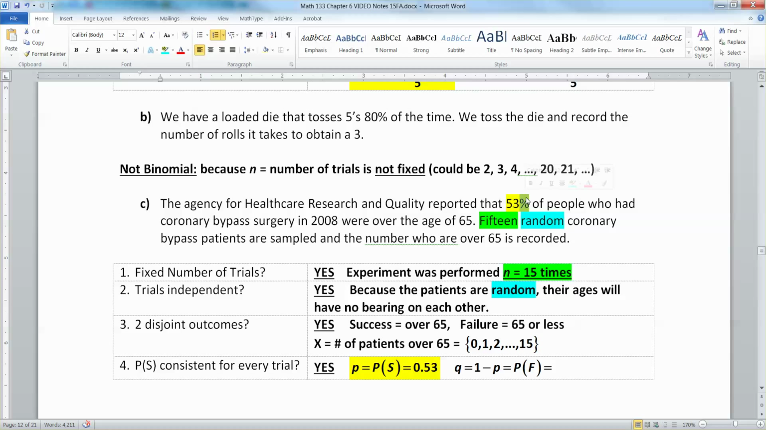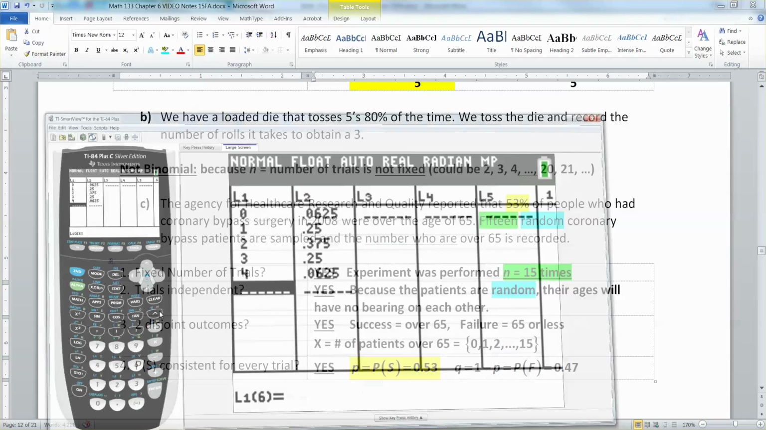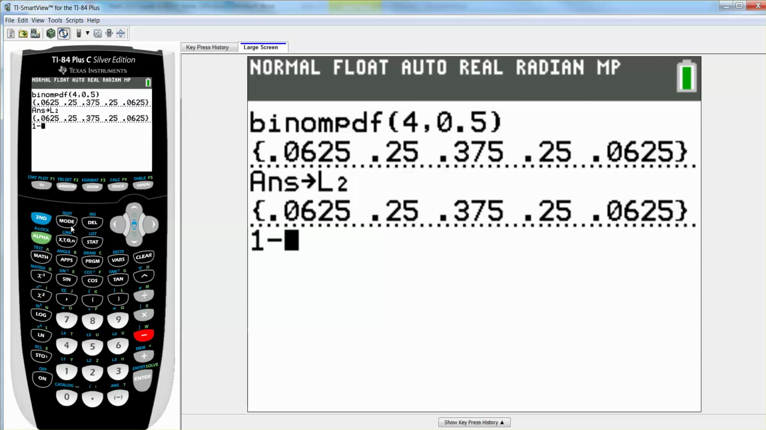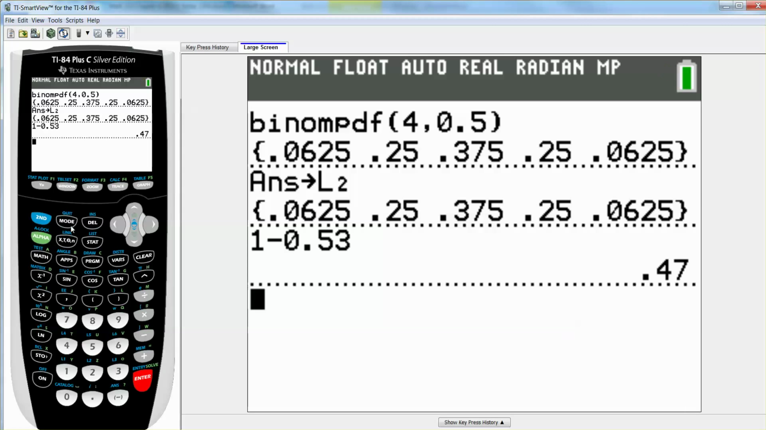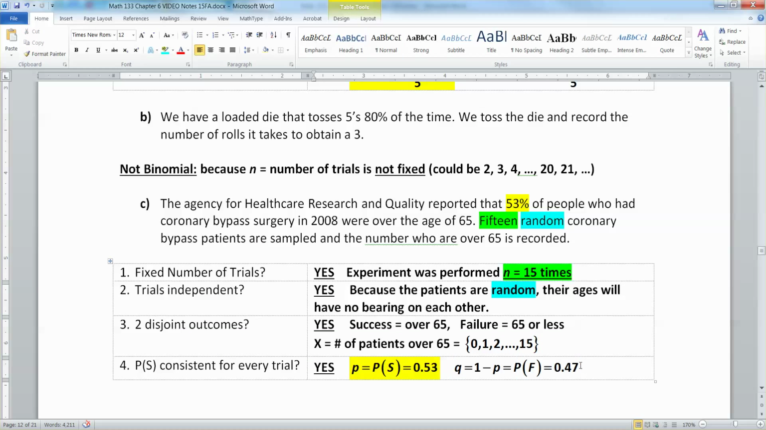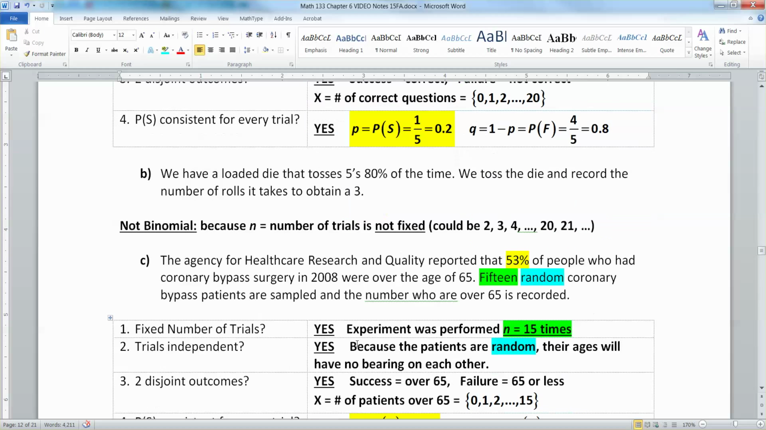All right, now the probability of that success was the part I highlighted in yellow. That's 53%, and it's consistent because that's what it is for the whole population. So that's what it's going to be for your sample. And that means that the failure probability is 0.47, because one take away 0.53 is 0.47, right? Because they're complements of each other, the thing we learned about in chapter 5. And that means that this is definitely a binomial experiment, for sure.